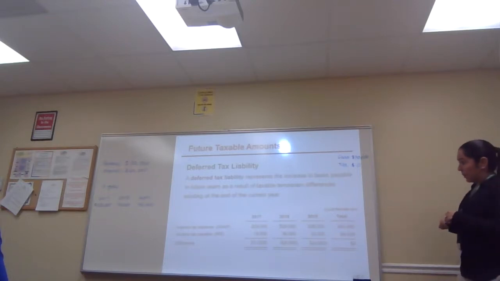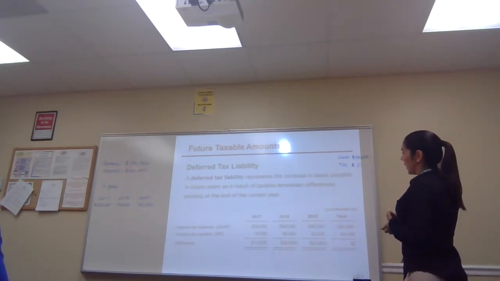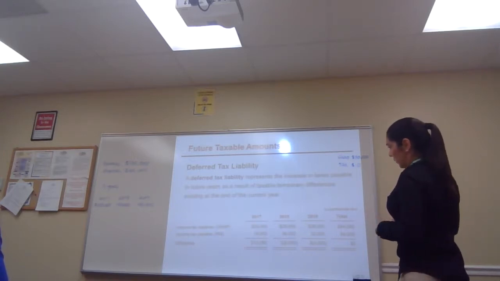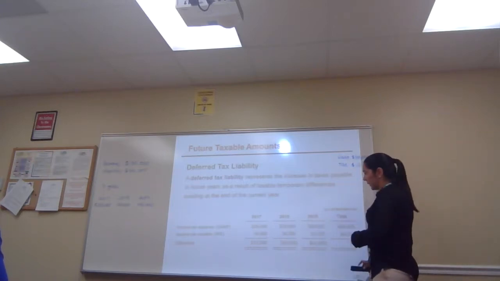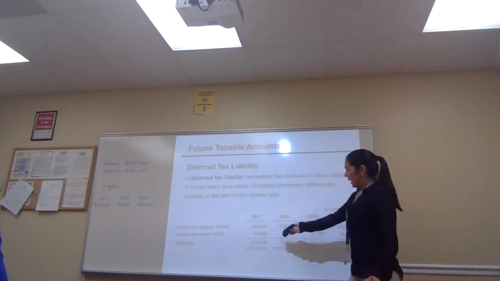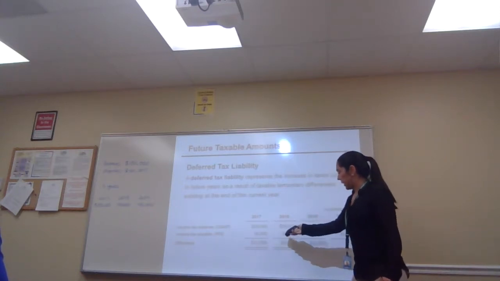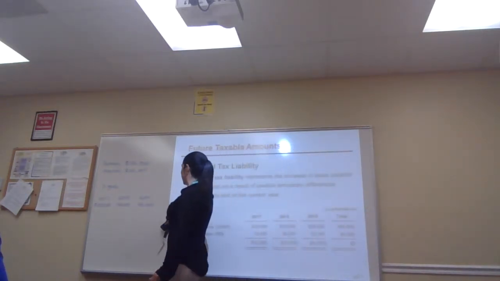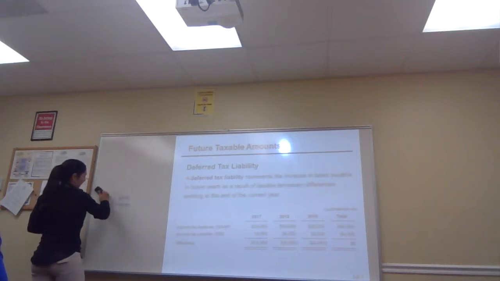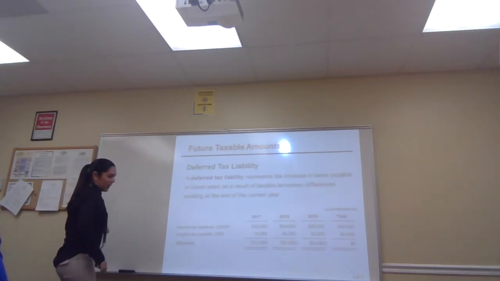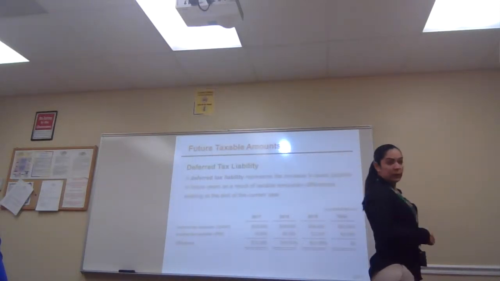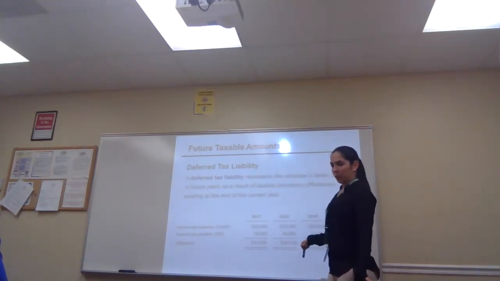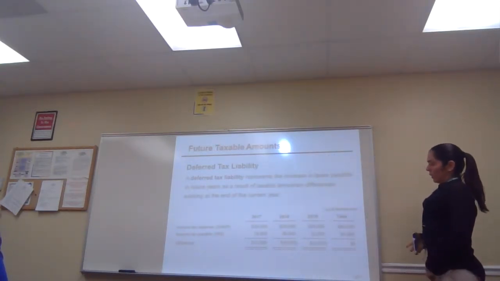So, deferred tax liability represents the increase in taxes payable in future years as a result of taxable temporary differences existing at the end of the current year. So this was the same example we just did, where you have income tax expense and income tax payable. The difference between the two is your deferred tax liability. Now remember, deferred tax liability goes in the liability section of your balance sheet. Deferred tax asset will go in the asset section of your balance sheet. So two different placements. One's a receivable and one's a payable. And super easy: liabilities are payables, assets are receivables. So that's where we'll be reporting.